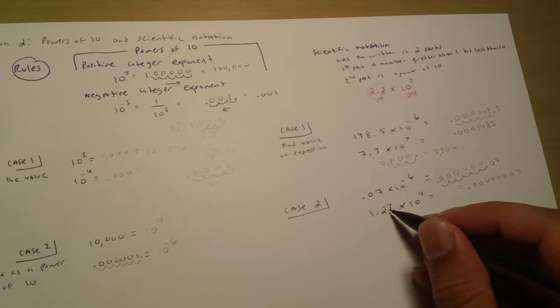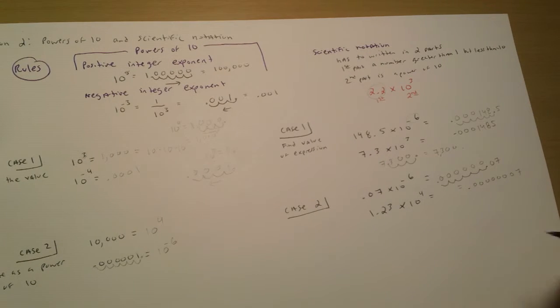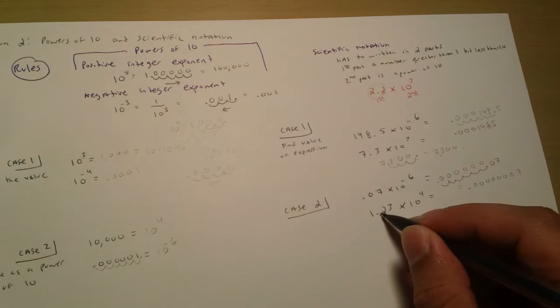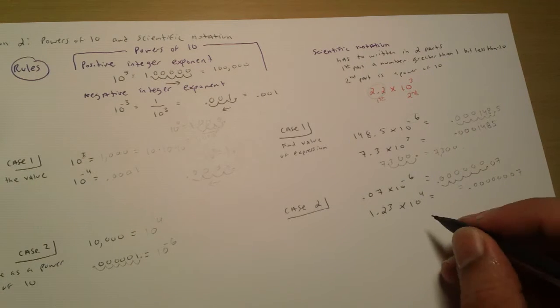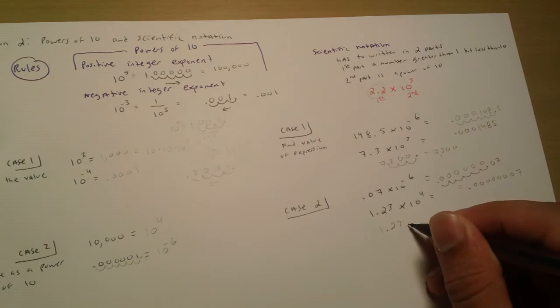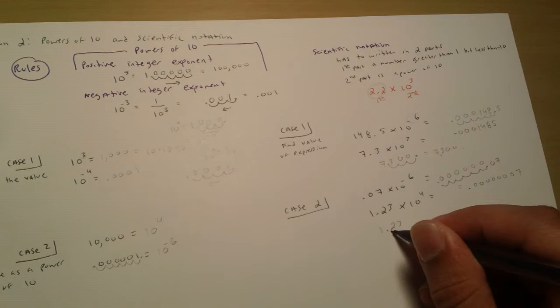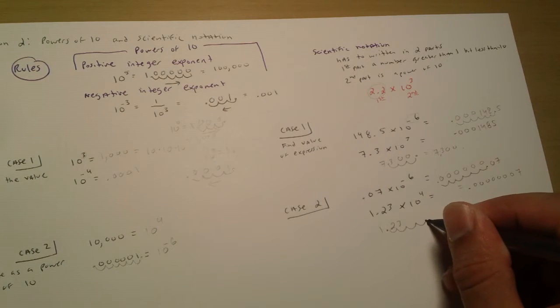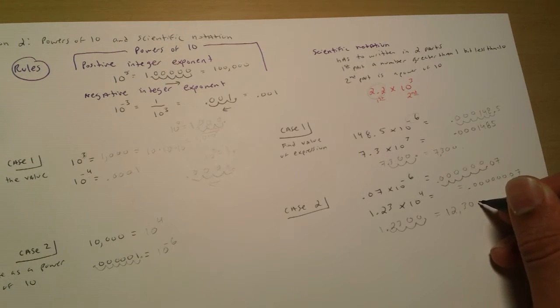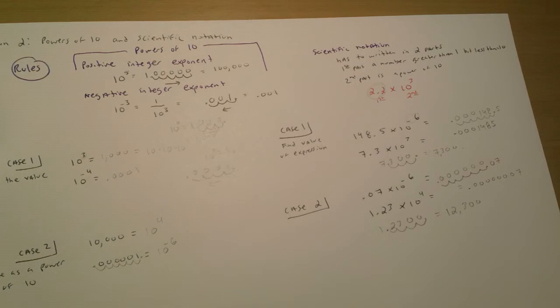Now, 1.23 times 10 to the 4th. Then we just need to move the decimal spot 4 times to the left. I mean, 4 times to the right. So we have 1.23, and move it over 4 spots to the right. 1, 2, 3, 4. The final answer would be 1, 2, 3, 0, 0. So it will be 12,300.